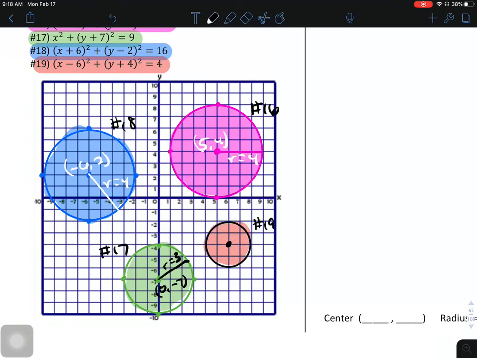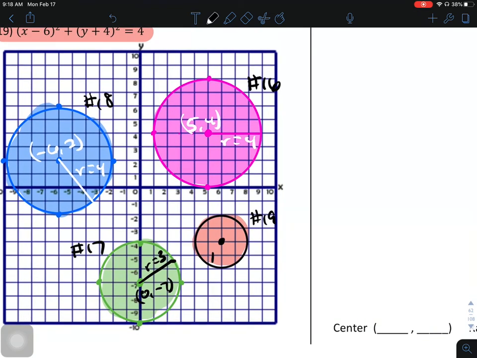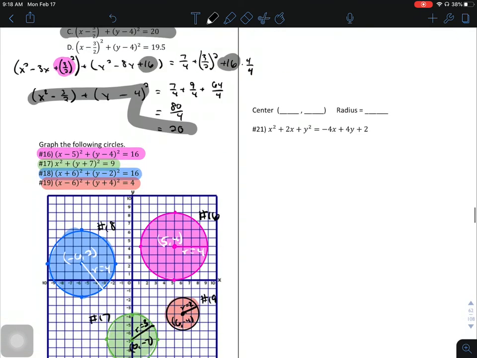Number 19. Center is 6, negative 4. Radius is 2. All right, good enough.